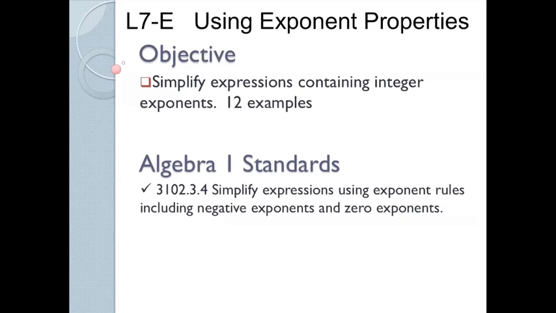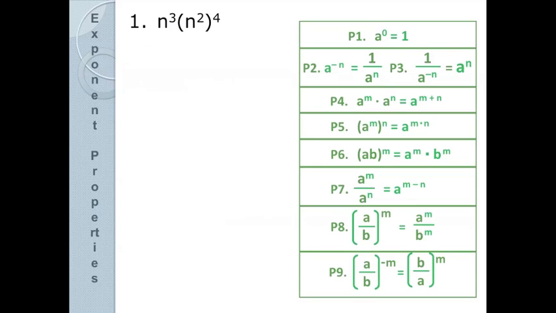This is lesson 7-E using exponent properties. We're going to simplify expressions containing integer exponents. Example number 1. We have n to the third times n squared to the fourth. Notice we will use multiple properties in these examples. Identify what property we will use first.